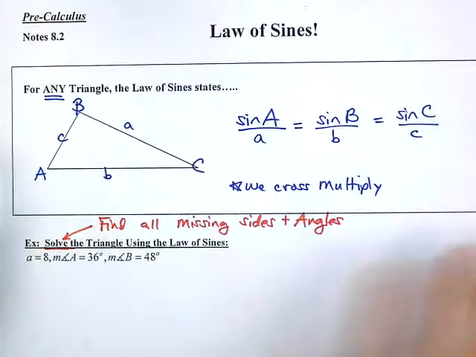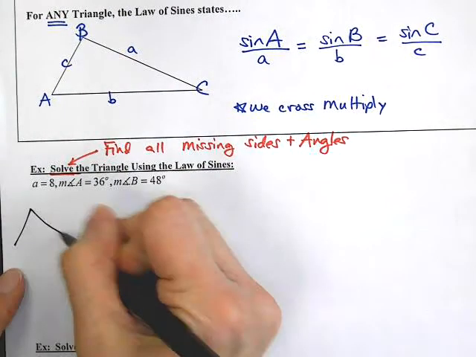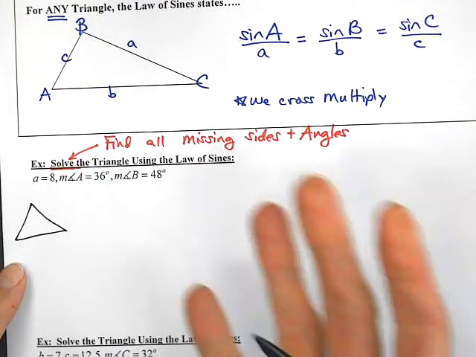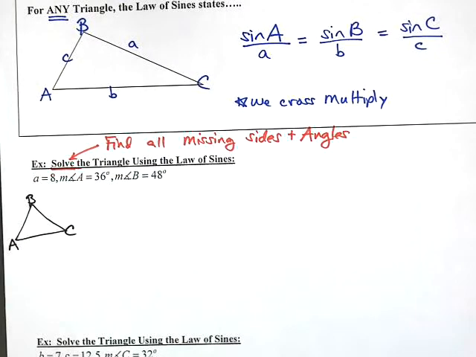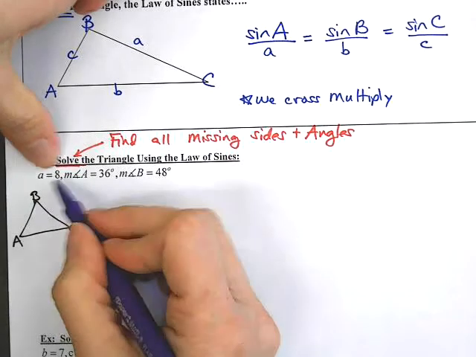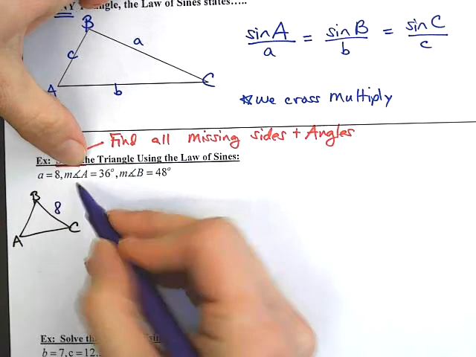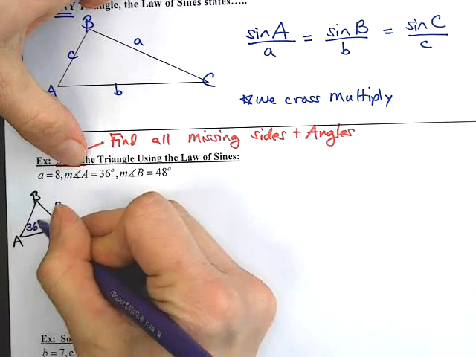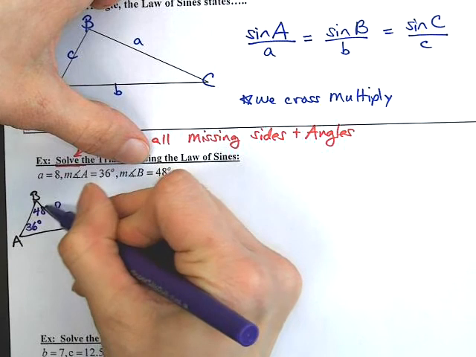All right, let's just make sure that we work very organized here. So let's start with a diagram. Does not matter how you draw it. Doesn't have to be a right triangle. It's just sides and angles of ABC. Okay, let's put the numbers on now. It says that side A is 8. So across from angle A, let's put in 8. Angle A is 36 degrees. And the measure of angle B is 48 degrees.